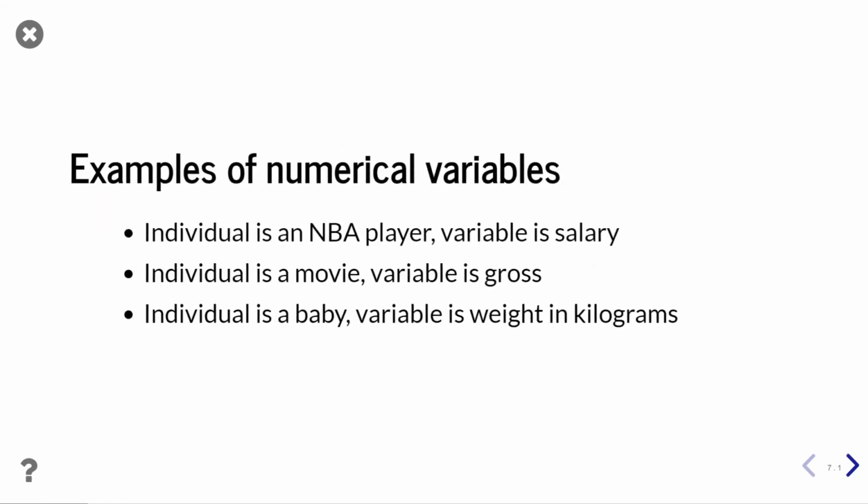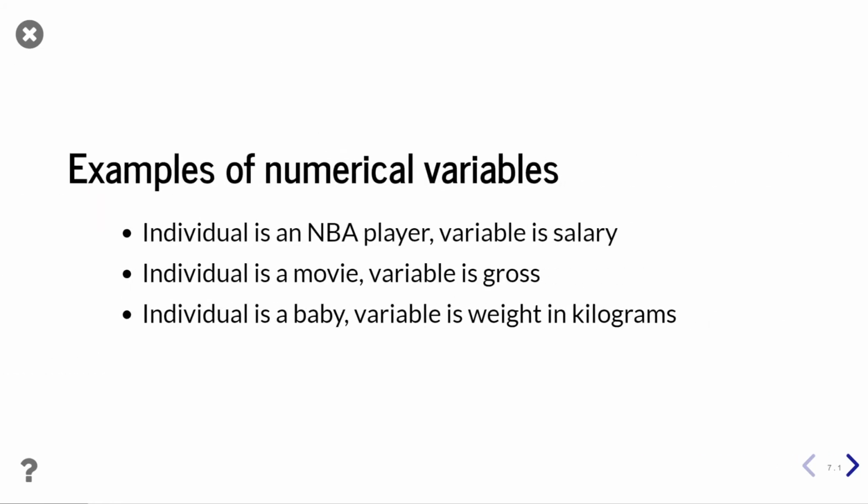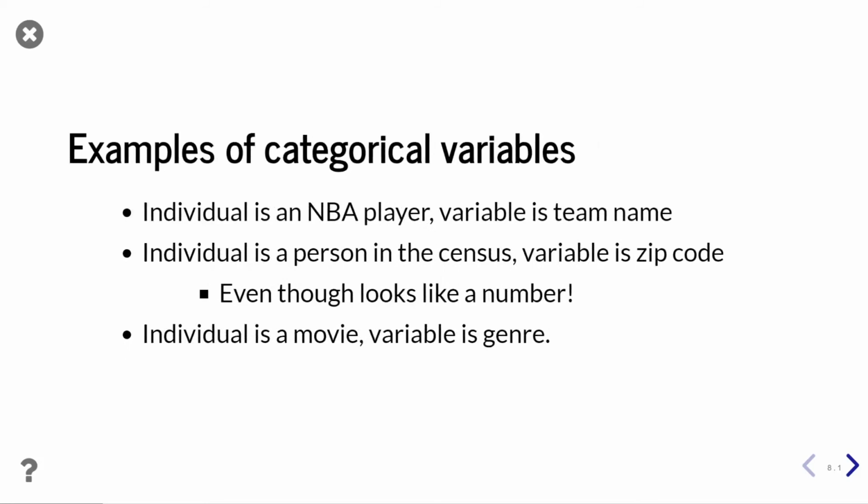So, for example, working with the NBA data set, a numerical variable might be the player's salary. This is a number. I can do arithmetic with it. If the individual is a movie, a variable containing the total amount of money that movie made is a numerical variable. Or if my individual is a baby, the variable containing the weight of the baby is a numerical variable. Now, examples of categorical variables.